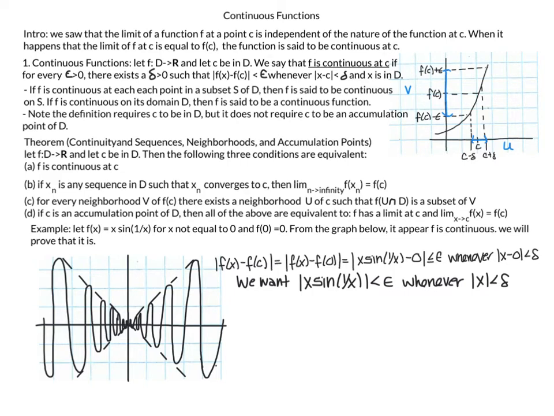Here we started by plugging in c, and in this case we're looking at f at the point 0. So the absolute value of f of x minus f of 0 is equal to the absolute value of x sine of 1 over x minus 0, which we want to be less than epsilon whenever the absolute value of x minus c, or 0, is less than delta. In other words, we want the absolute value of x sine of 1 over x to be less than epsilon whenever the absolute value of x is less than delta.